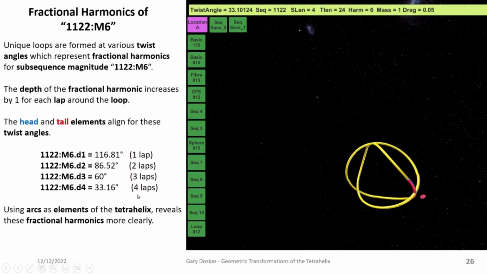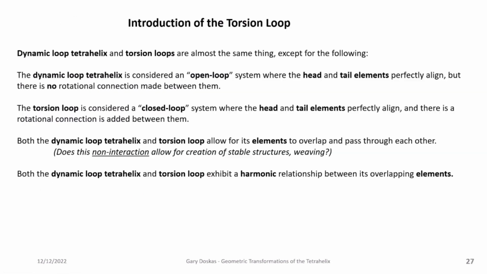And now I'm going to introduce the concept of a torsion loop. So we just looked at what I call a dynamic loop tetrahelix. And a torsion loop, they're almost exactly the same thing, except for the following features. The dynamic loop tetrahelix is considered an open loop system where the head and tail elements perfectly align, but there is no rotational connection made between them. The torsion loop is considered a closed loop system where the head and tail elements are perfectly aligned, and there is a rotational connection added between them.